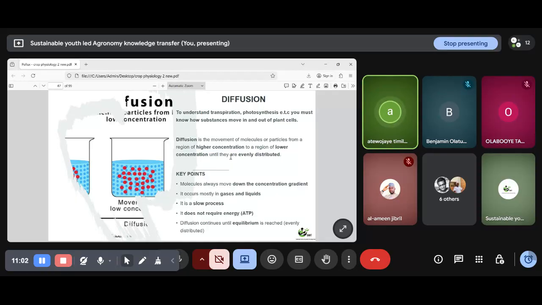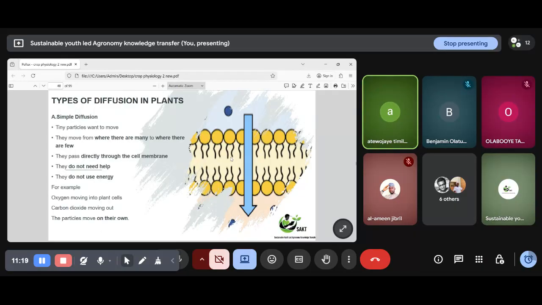So it is a movement of tiny things. I'm using tiny things; a molecule is a tiny thing. From where there are many of them to a place where there are few. So that is diffusion. Just know that one. That's diffusion in the plant. So molecules always move down.